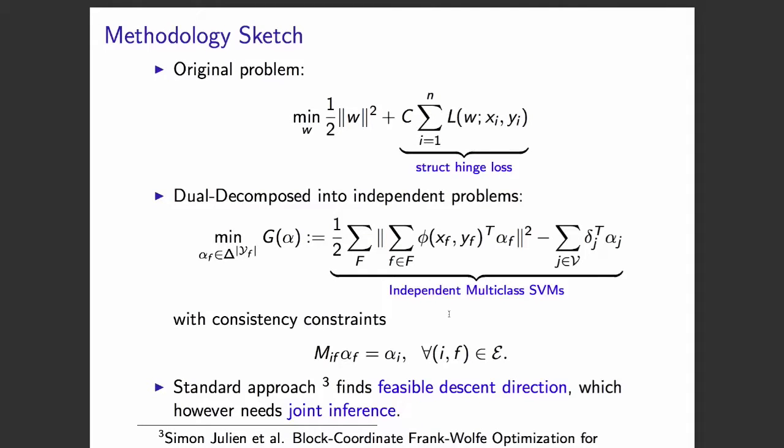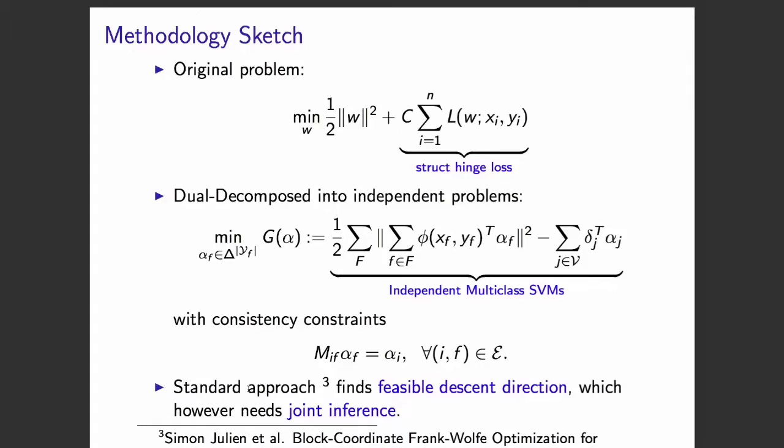And we use dual decomposition to decompose. Basically, we just take the dual of this objective function and decompose that into a summation with respect to each factor. And note that there are consistency constraints there.